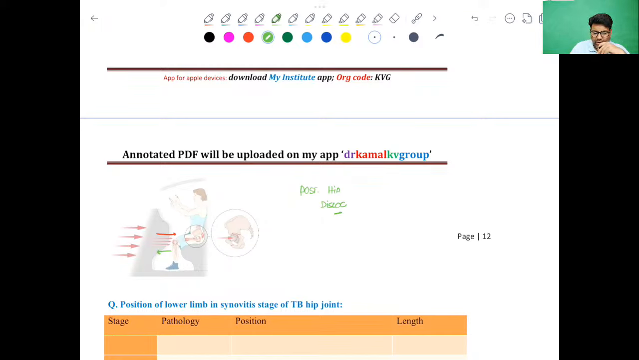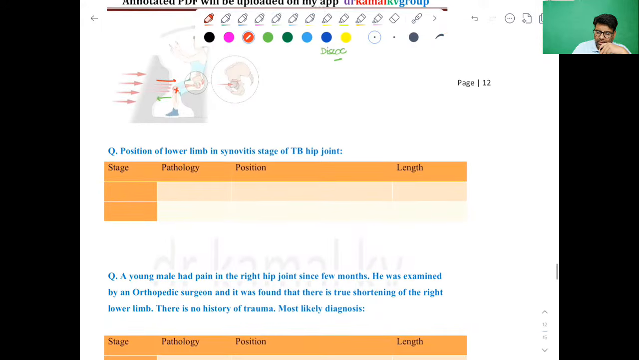Okay, and if posterior hip dislocation is not there in the options, then you can mark knee injury as well. But yes, from exam point of view, most of the time the answer is posterior hip dislocation. Then tuberculosis of hip is again very important, and most of the time we have a question from the different stages. What is the appearance of the lower limb, and what pathology will lead to what kind of appearance.